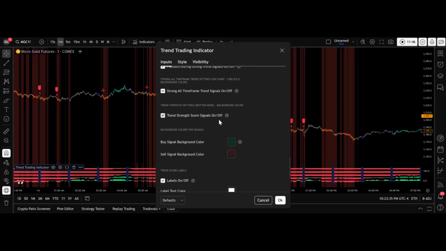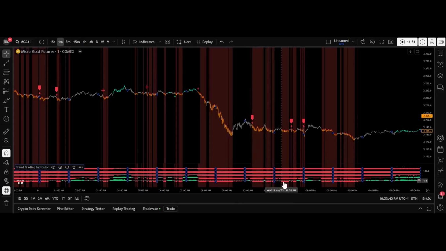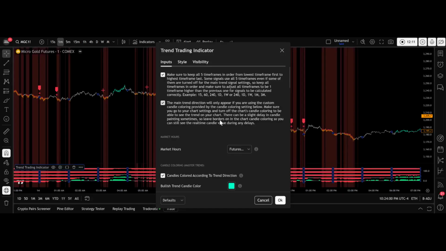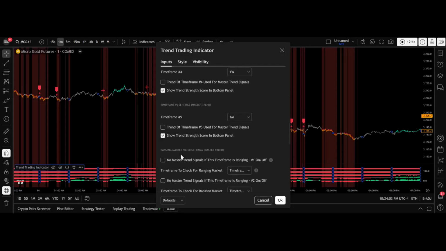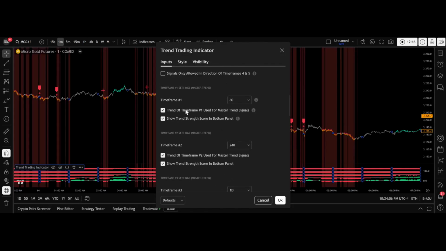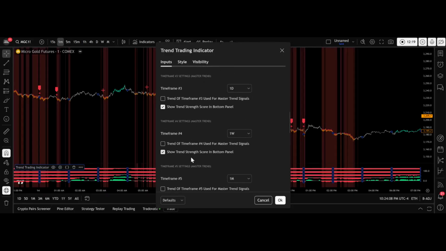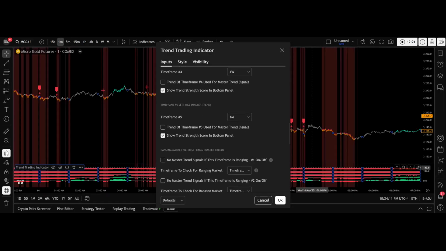Then the last one is the trend strength score signals. And that's the background color on the bottom panel. So down here, we're also going to have signals based off of these score calculations that give us these red or green little oscillator scores. If those are a very strong score for each time frame that you have turned on, remember the master trend settings are these time frames 1 through 5 here. So since we only have time frame 1 and 2, then that's what's going to affect all these other ones and those trend scores there.